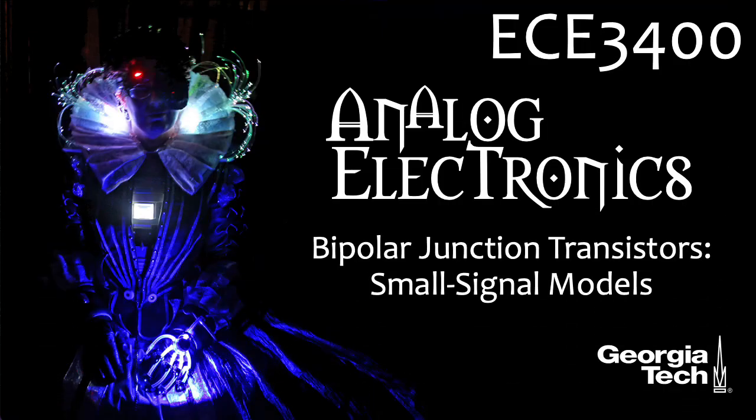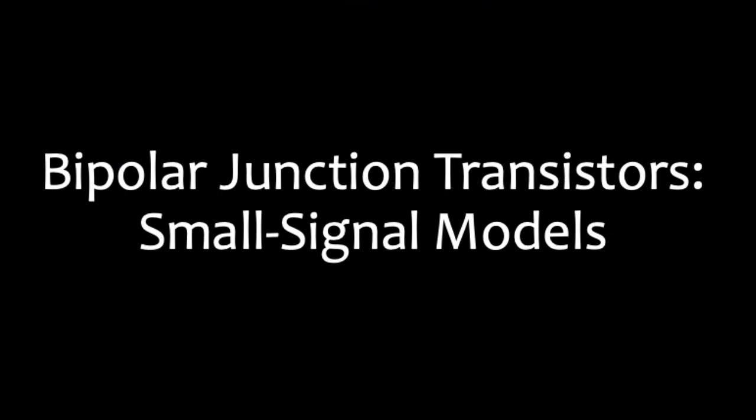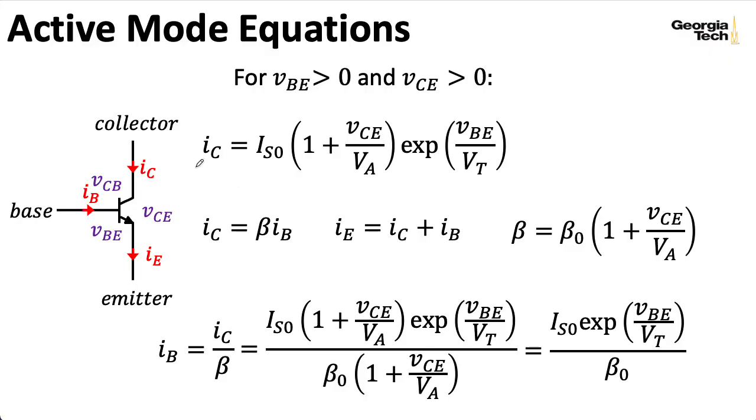In this lecture, we're going to use some derivatives we computed to compute some small signal models for the BJT. In that lecture, we computed derivatives for the collector current and the base current with respect to VCE and VBE, the voltage between the collector and the emitter, and the voltage between the base and the emitter, and we'll use those derivatives to build these small signal models.